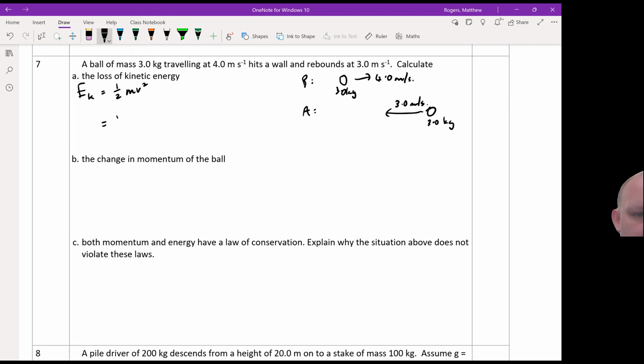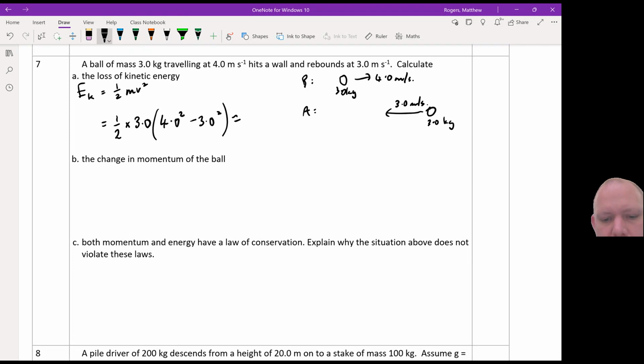So the kinetic energy change should be equal to half times the object's mass, so that's 3.0, multiplied by the difference between its initial velocity squared and its final velocity squared. So 4 squared minus 3 squared is obviously 16 minus 9. It's not equal to 1. So this is a sort of common mistake that people make at this point.